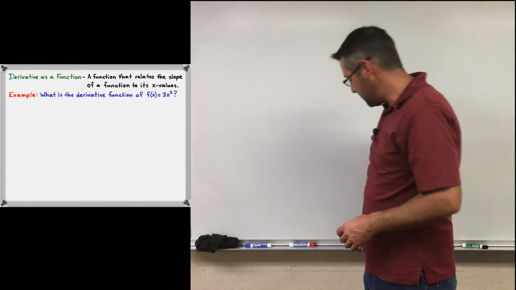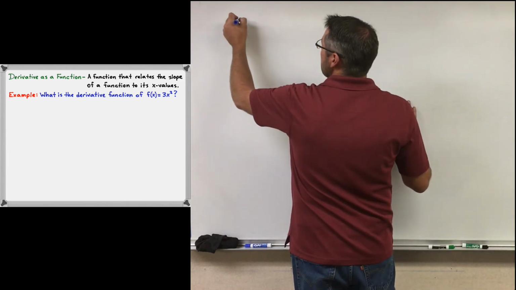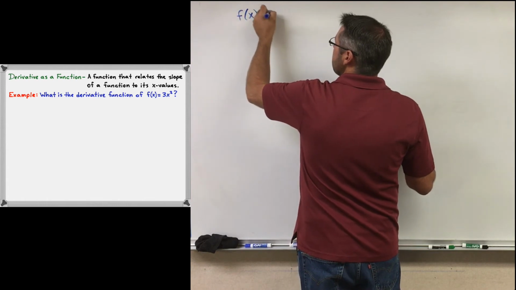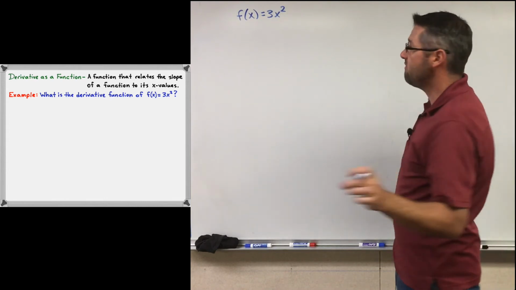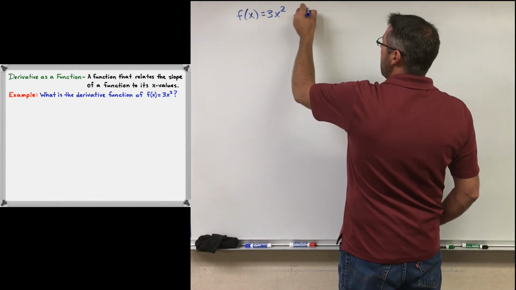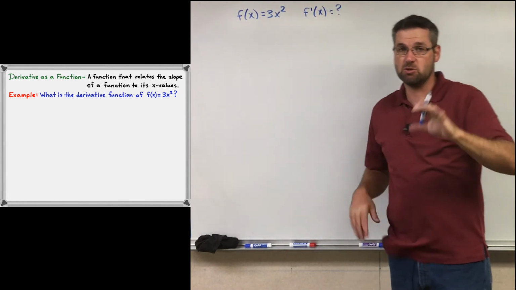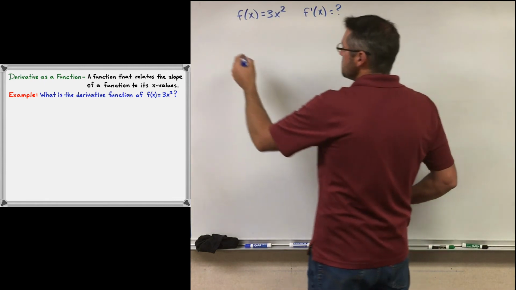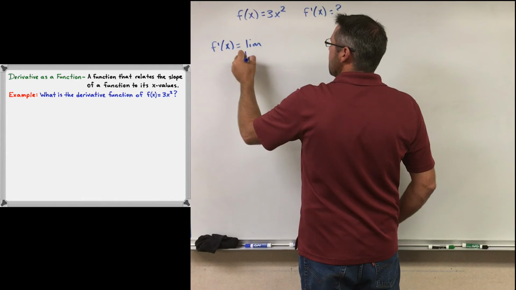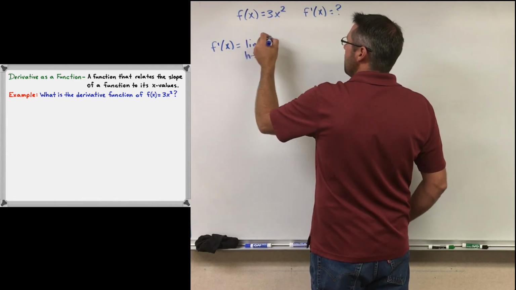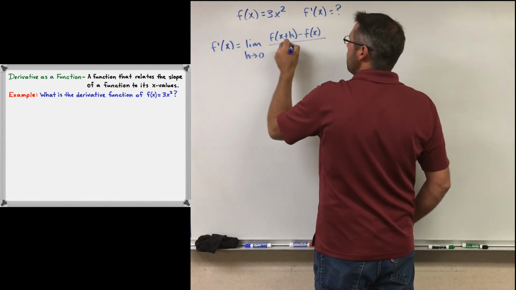It says, what is the derivative function of f of x equals 3x squared? Well, f of x equals 3x squared. All right, we've got that. We are looking for the derivative function. So we are asking for what is f prime of x now? Not f prime at a point, f prime of x, which means a function that represents all slopes. So f prime of x is equal to the limit as h approaches 0 of f of x plus h minus f of x all over h.